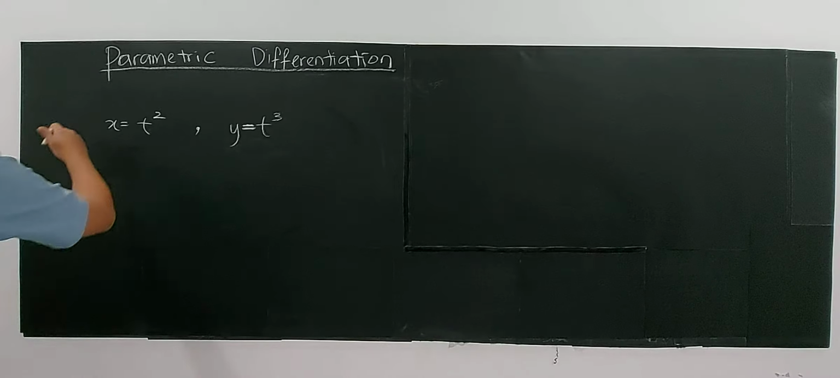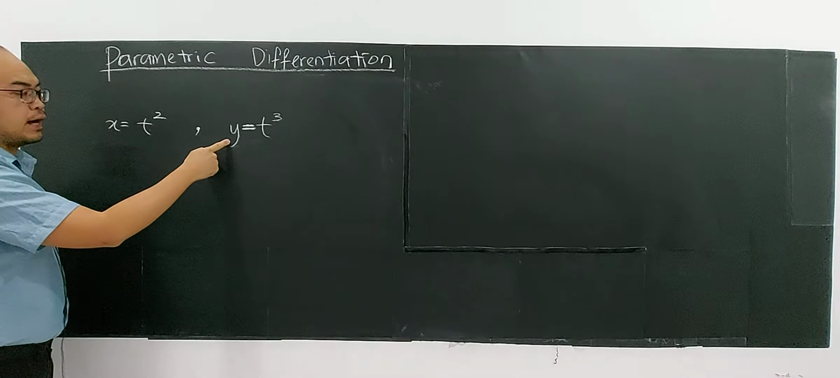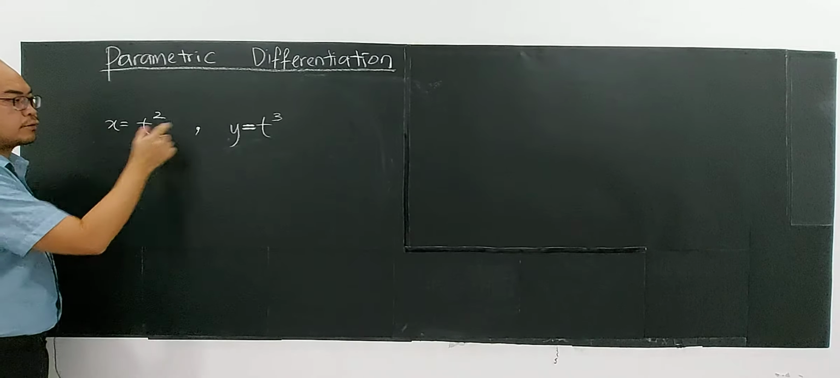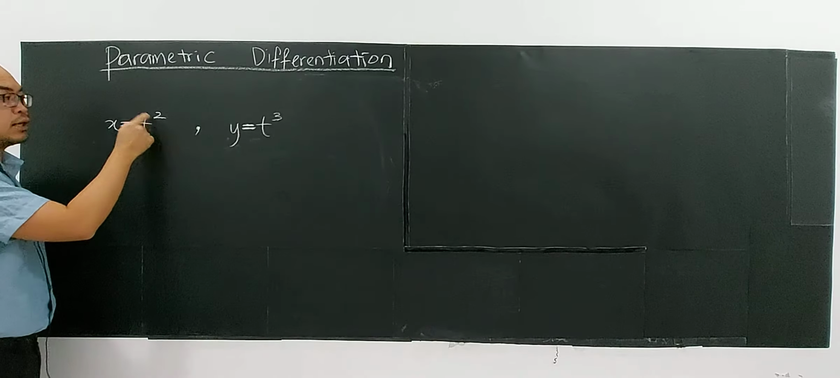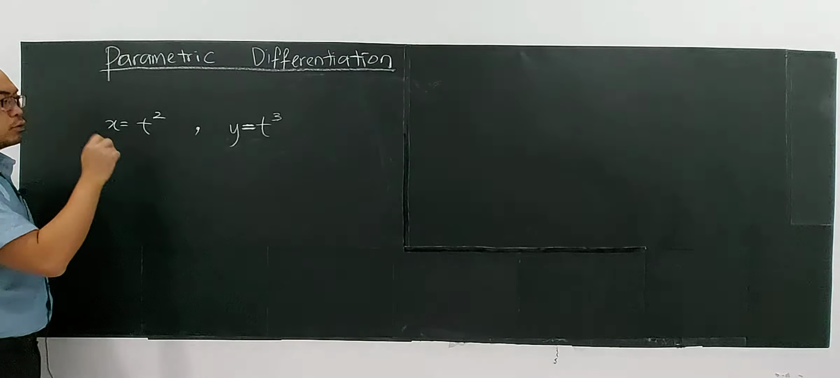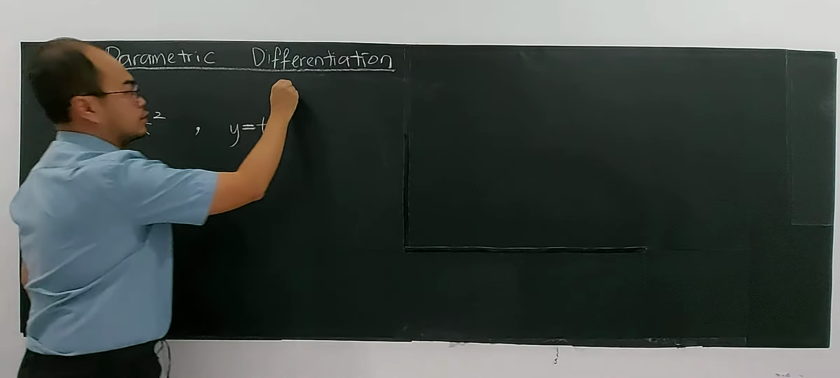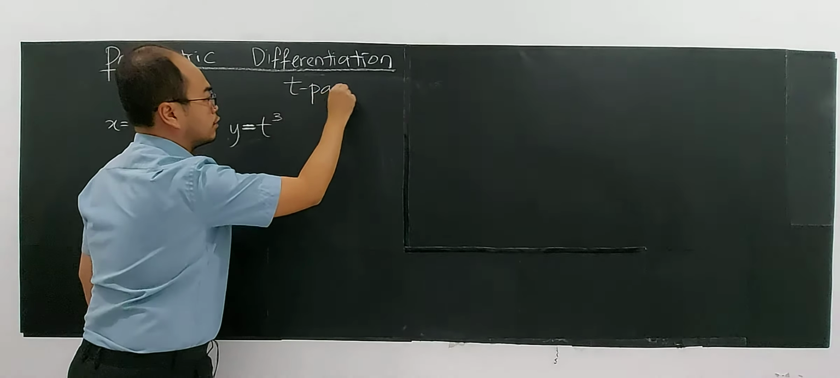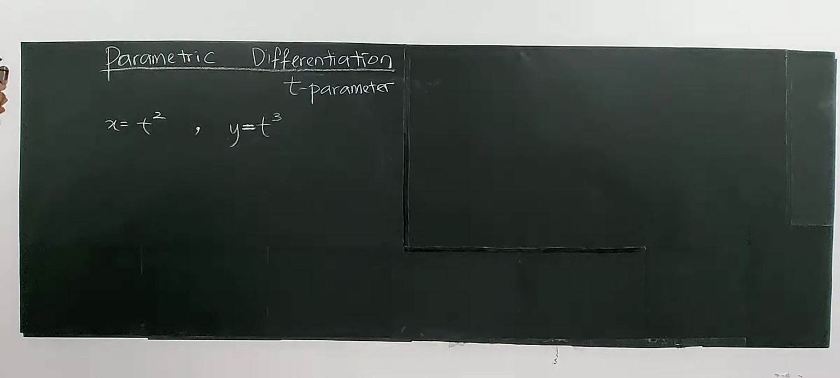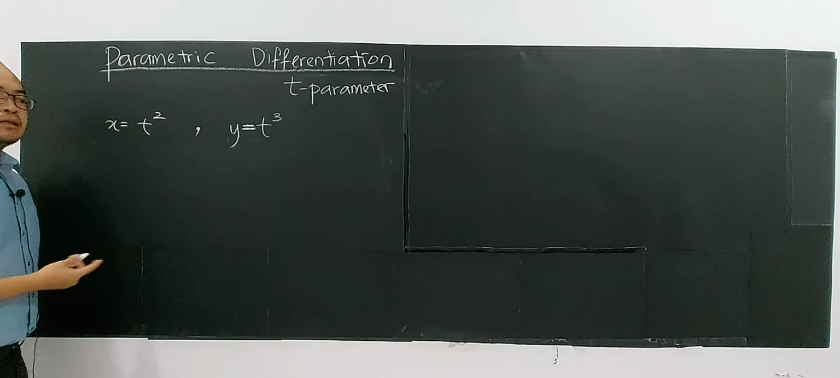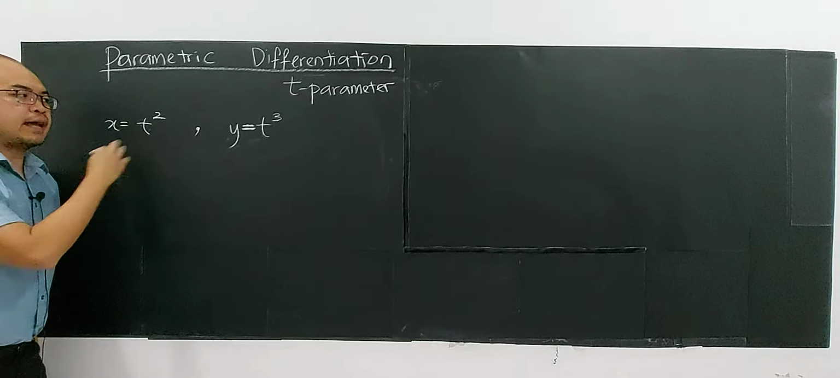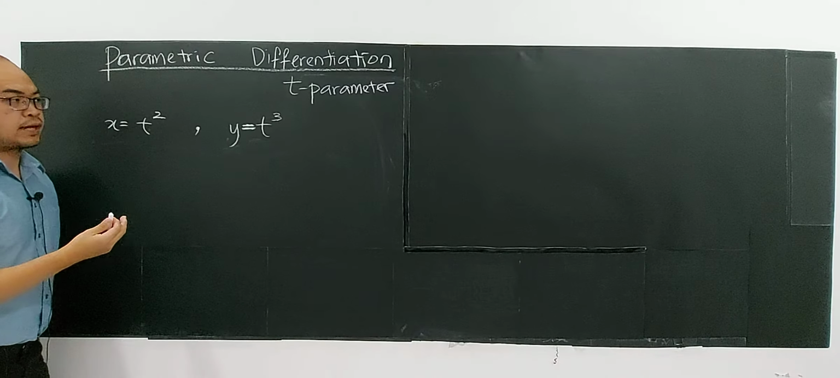As you see, the x and y are not related directly. They are related by using a third variable, t. This third variable, we name it a parameter. But if I want to eliminate the t and relate x and y directly, that also can be done.